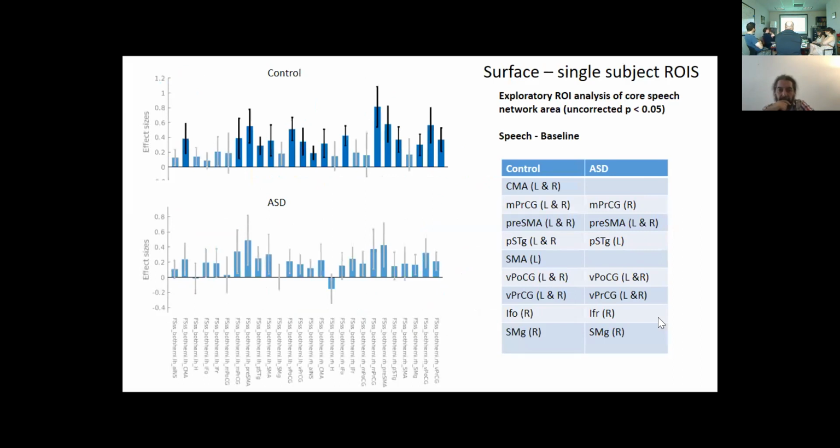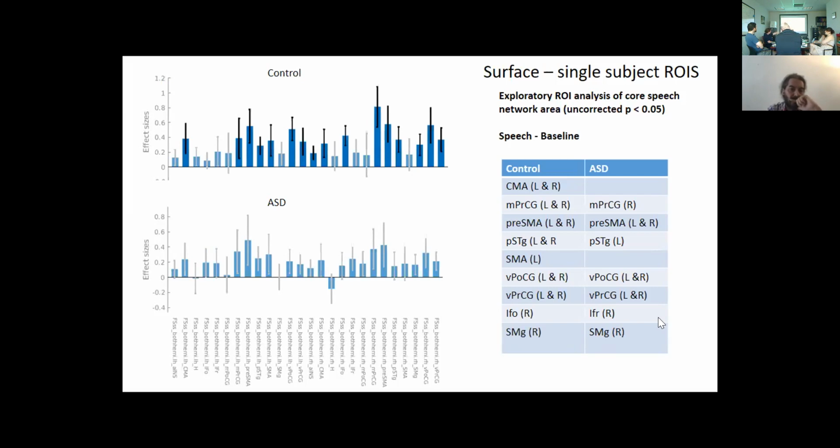So for this, I am calling anything significant if it has a p-value of less than 0.05, but it doesn't have to be corrected because I'm exploratory within the core speech network. Just to give you an idea of the power, nothing would have passed correction. The reason nothing's highlighted on the ASD group on the bottom is because nothing was significant after correction, but that's not centering. Right. This just gives you an idea.